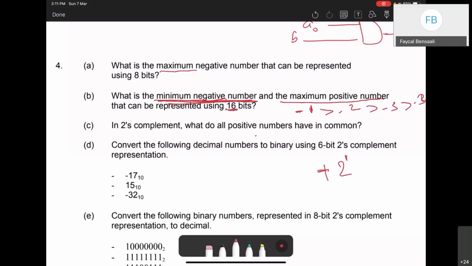I'm sorry, I was confused. We were with this question and I jumped to the next one, yeah.